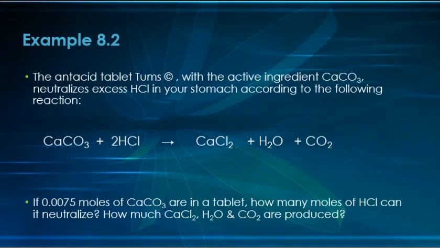So here's our example, the one you're going to write down. An antacid tablet called Tums with the active ingredient calcium carbonate, CaCO3, neutralizes excess hydrochloric acid in your stomach according to the following reaction. CaCO3 plus 2HCl yields CaCl2, that's a salt, inert, H2O and CO2, and I'm guessing it's balanced because I've got my 2 in there already. My calcium looks good. Oxygen looks good. Carbon looks good. Yeah, we're balanced.